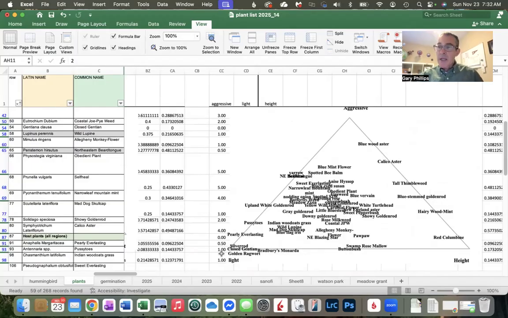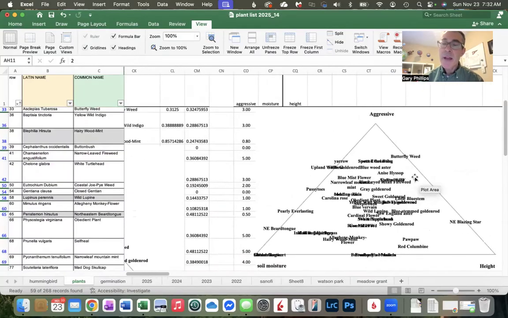Here's how to use the light. So if you have a shade garden, high shade, not much sun, you want to find one of the graphs with light and opposite. So this is full sun. Opposite, these are the shade tolerant ones. These six plants here.